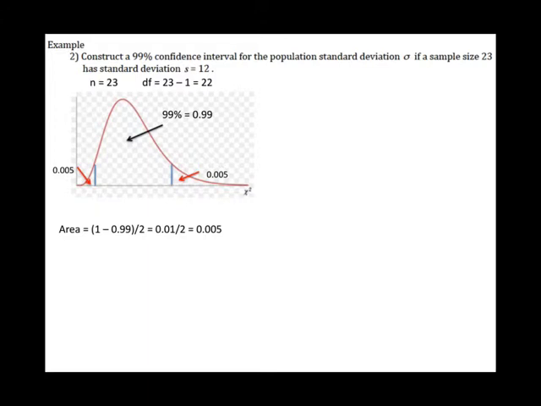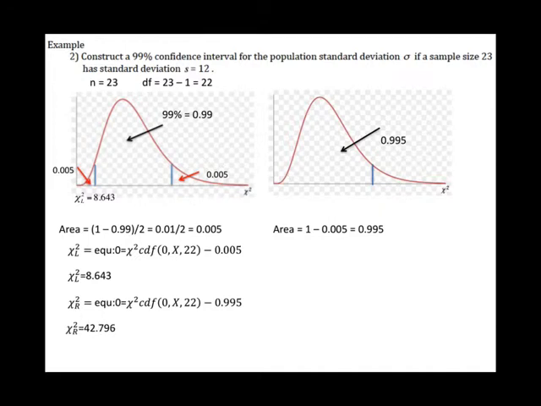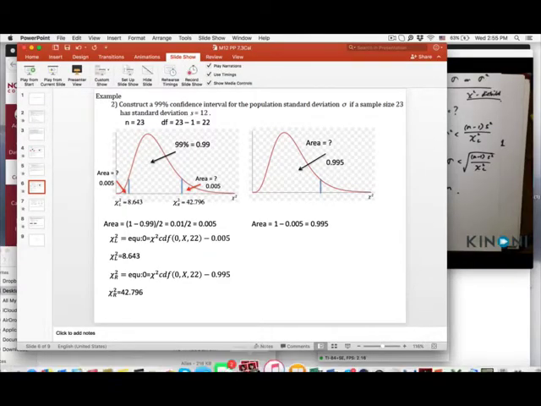Okay, so you guys should get 8.643, and find out the area cumulative from the left. That would be 0.995, right? So the chi-square to the right should be 42.796. Got that? Okay, let me show you guys one more time on the calculator.